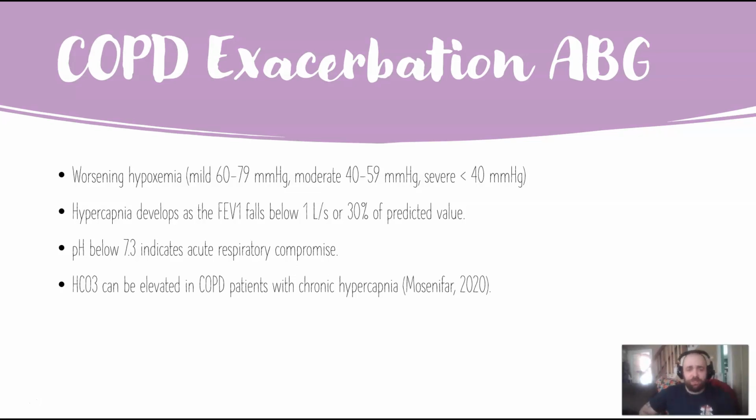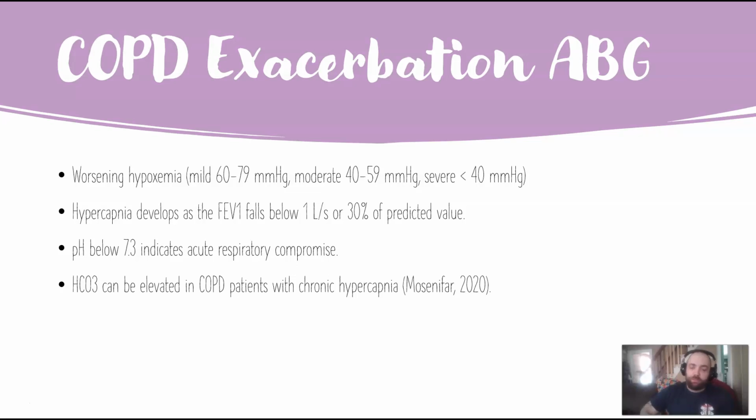So hypercapnia is going to develop as the FEV1 falls below 1 liter a second, or 30% of predicted value. So these patients, they're huffing and puffing, and no matter what they're doing, they're just not getting rid of that CO2. So as this happens, obviously those CO2 levels are going to increase. Anything above that 45 threshold is where you're going to start to be concerned about their CO2 levels. Your pH below 7.3 indicates acute respiratory compromise, and your bicarb levels.